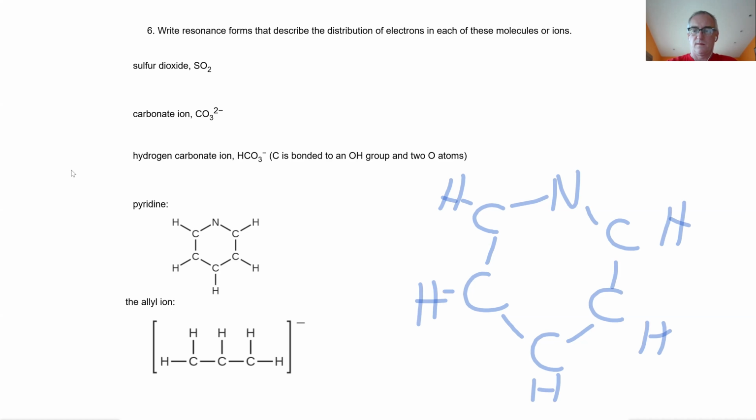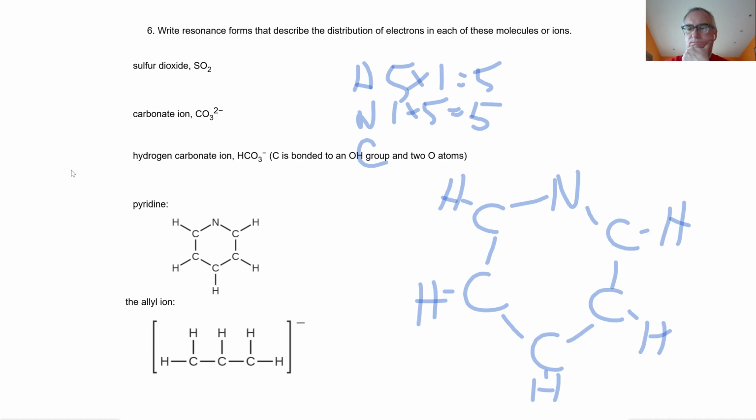There are 5 hydrogens, so that is 5. And 1 nitrogen, that is 5. Then 1, 2, 3, 4, 5 carbons, that is 5 times 4, that's 20. So 30 electrons total.